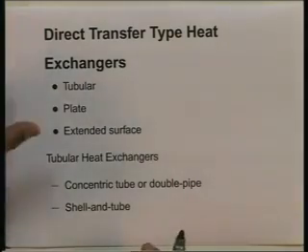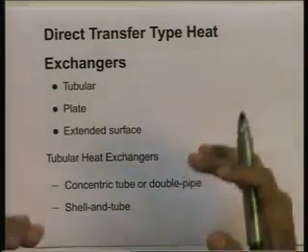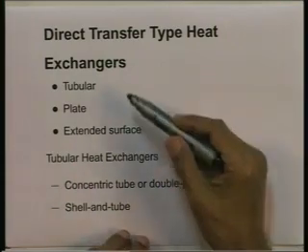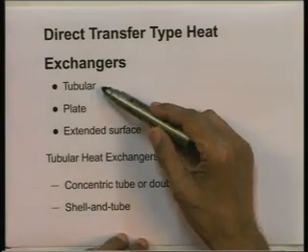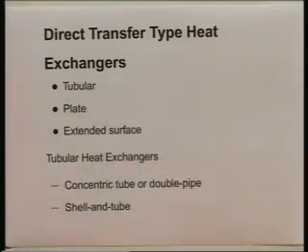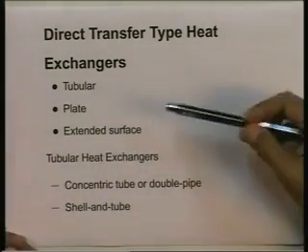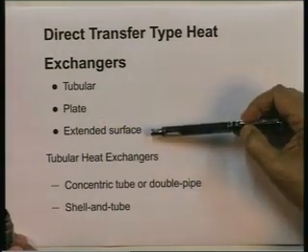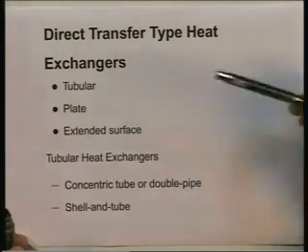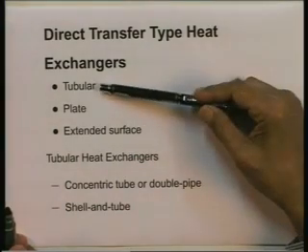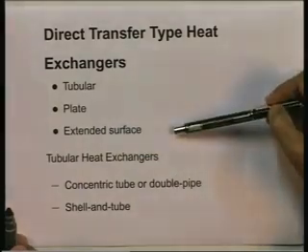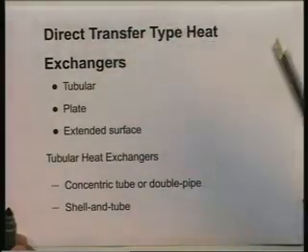Direct transfer type heat exchangers can be broadly classified as belonging to one of three categories. What are these? One category is what we call tubular heat exchangers. A second category is what we call plate heat exchangers, and a third, extended surface heat exchangers. Tubular heat exchangers, plate heat exchangers, extended surface heat exchangers. They are all direct transfer type heat exchangers, mind you.